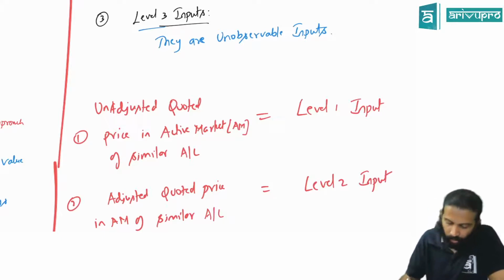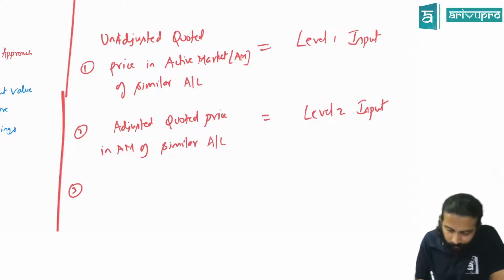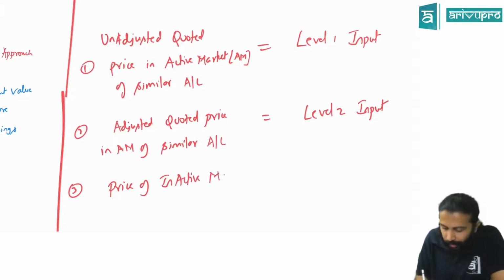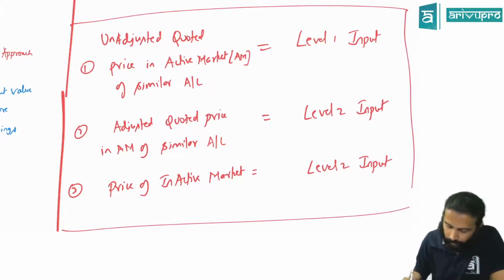Okay. Or you're using price quoted in an inactive market. Price of inactive market, correct? If you're using the price of an inactive market, then also it will be a level 2 input. Fine. So this is your summary if you want. Done?